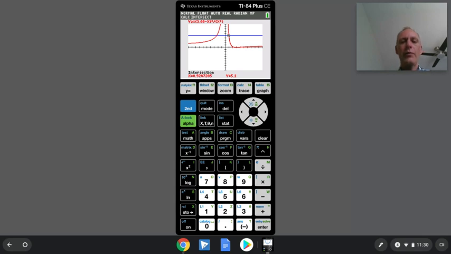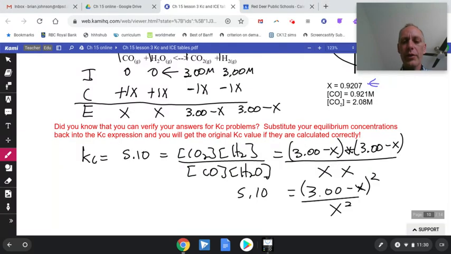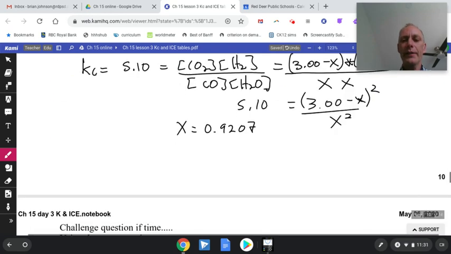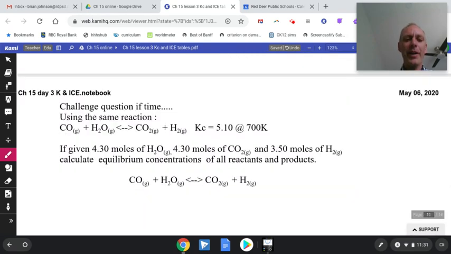And there it is, 0.9207. Okay, back to our question. X equals 0.9207. That's stored in your calculator. You can now solve for those values and we are good to go. Yay. Okay, hopefully you have no questions on this because I can't really answer them right now.